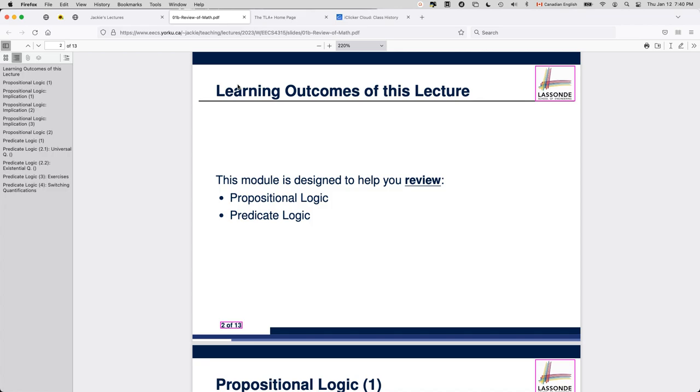Only 13 slides for now. All we're going to do is review propositional logic and predicate logic. That should be enough for now. I'm not too sure if we will really get to sets, relations, and functions this time. So let's not worry about them for now. In case I decide to cover them in some later lecture or in the lab, we'll review them in time. So you don't need to worry. For now, just predicates.